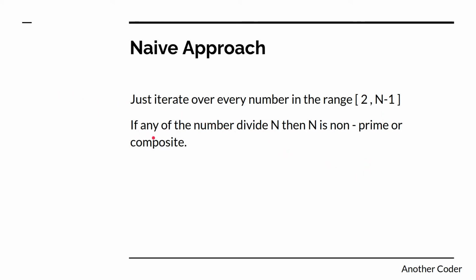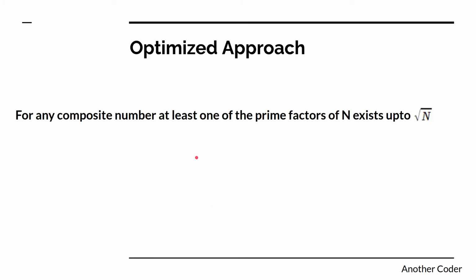So the naive approach is very simple, and it can be formed from the statement itself, just by reading the statement, right? But this particular approach takes O of n time. How can we optimize this particular approach? The optimization is also very easy. We can just run the loop till root of n. Instead of running it till n minus 1, we can just run it till root of n.